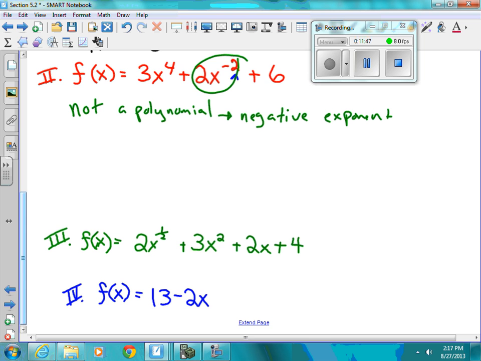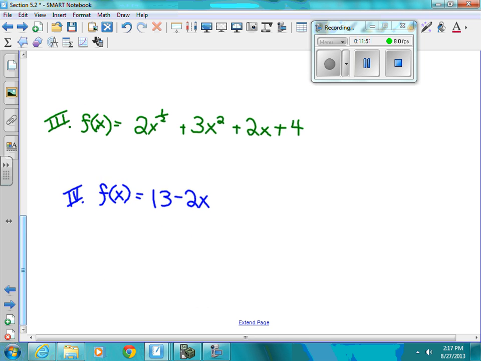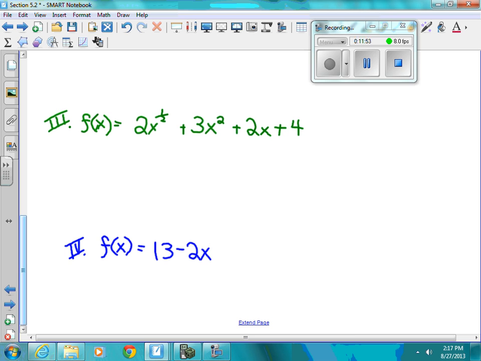So you're thinking, oh boy, all of these are not polynomials. Maybe we'll be lucky and it'll be that way. Let's try number 3. When you're ready to keep going with me, go ahead and push play again.